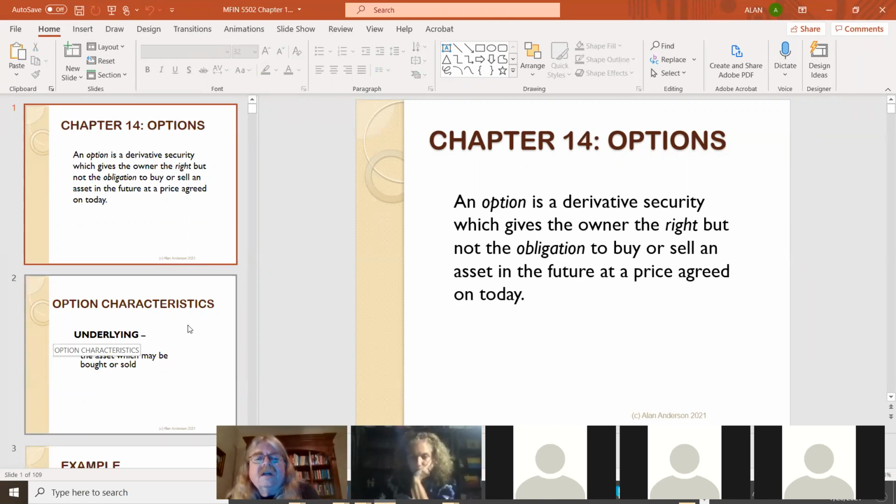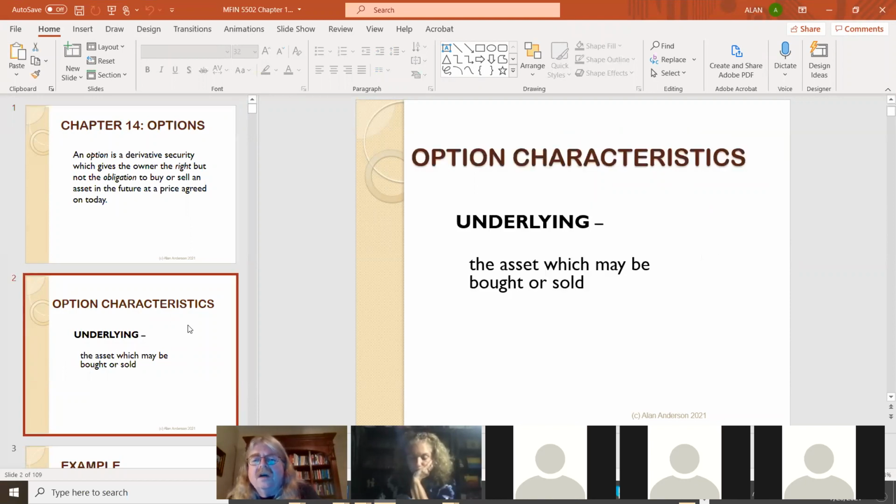Now, how do you characterize an option? Well, each option has several key features that we need to know. First of all, what asset is it giving us the right to buy or sell?